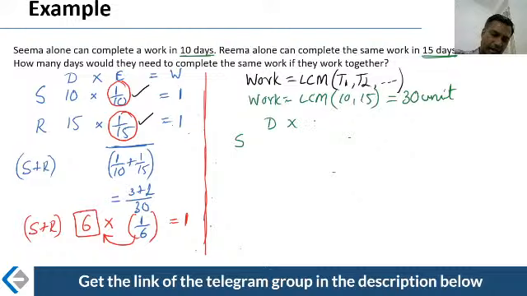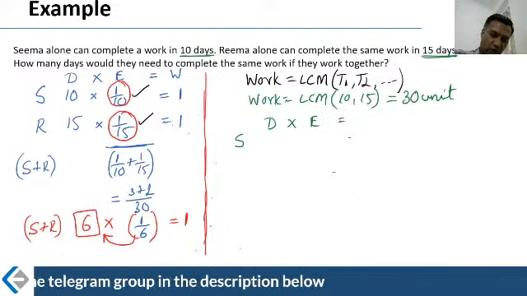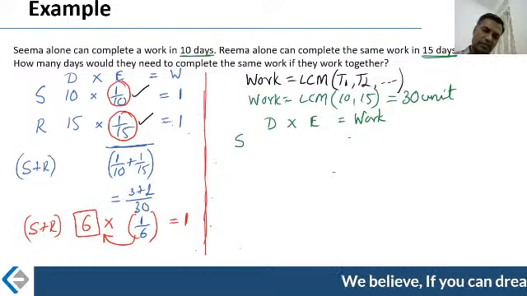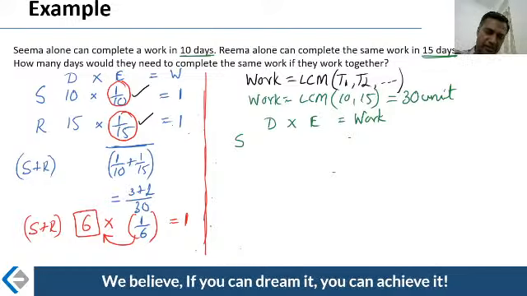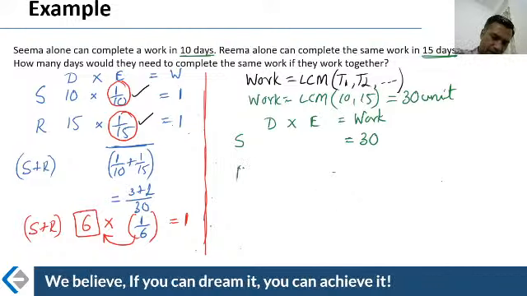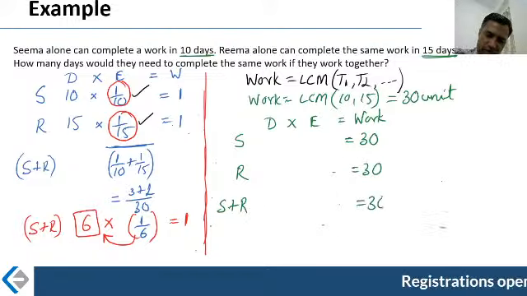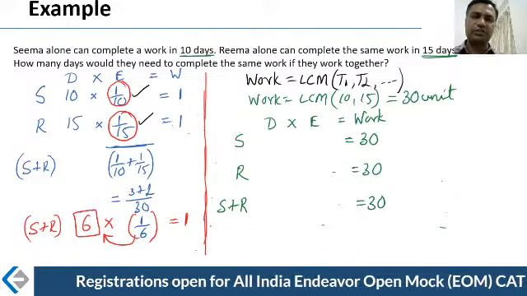What are the two important things I'm writing? Number of days and efficiency. Work is equal to time into speed, just like distance. D is number of days in this case, and E is efficiency. Work remains constant. Seema should stitch 30 shirts. Rima also should stitch 30 shirts. If I appoint both of them together, they should stitch 30 shirts. The project is stitching 30 shirts.